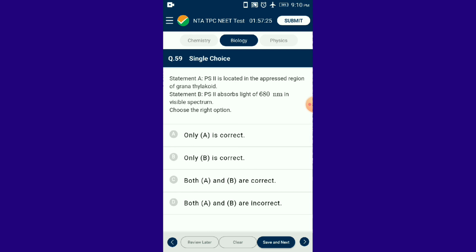Question number 59. Statement A: PS2 is located in the appressed region of grana thylakoid. Statement B: PS2 absorbs light of 680 nanometer in the visible spectrum. Choose the right option. Both the statements are correctly given. So the answer for this question is option C.